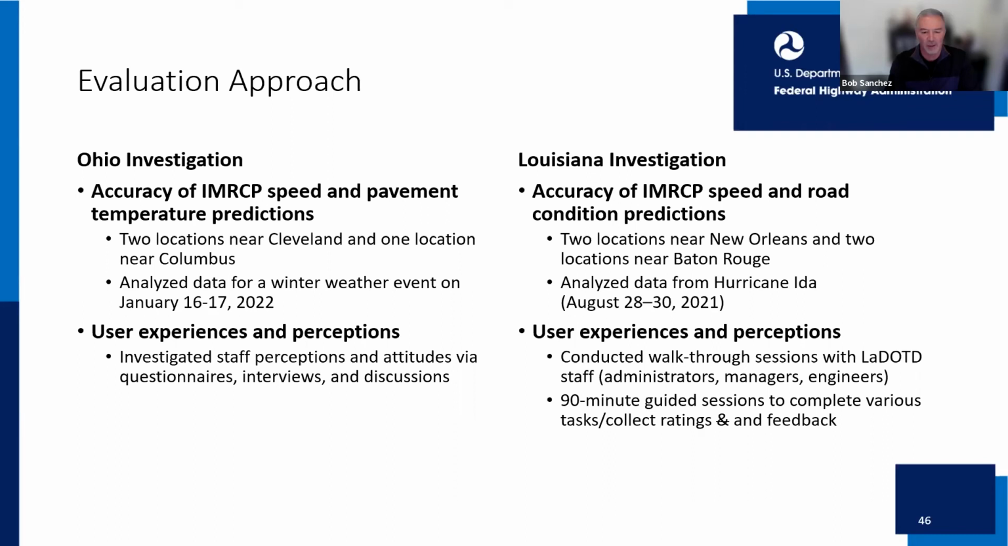For the Ohio evaluation, we took a look at the accuracy of the IMRCP speeds and pavement temperature predictions, and we did that at 2 locations, one near Cleveland and one near Columbus. Again, as Kyle had explained about the January 16th and 17th winter storm, we used that time period and analyzed that data to try and look at the accuracy of the IMRCP predictions and forecasts.